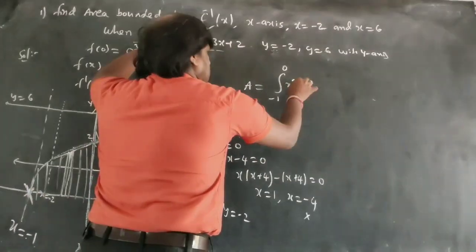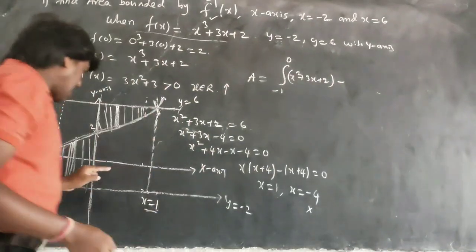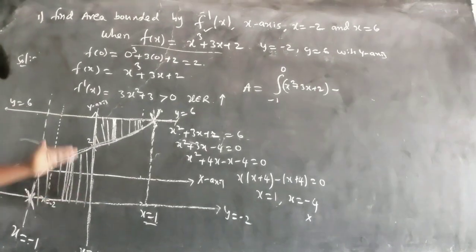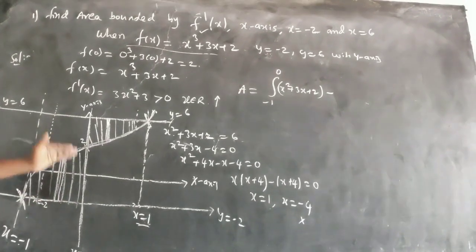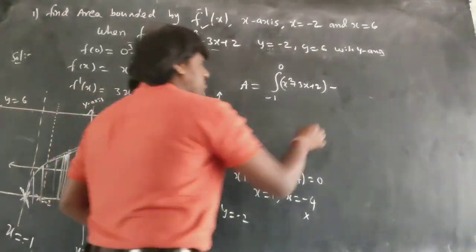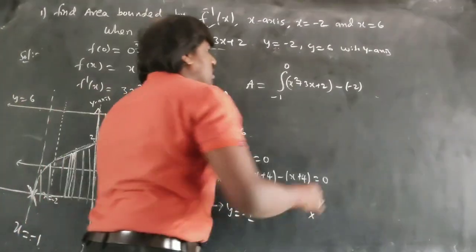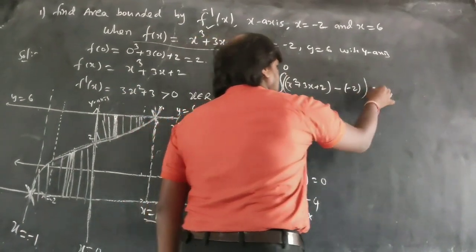x square plus 3x plus 2 minus the lower curve. The area between two curves means these are the two curves. Area between two curves is upper curve minus lower curve on the x-axis. So minus, the lower curve is y is equal to minus 2, into dx. This is the area you get.